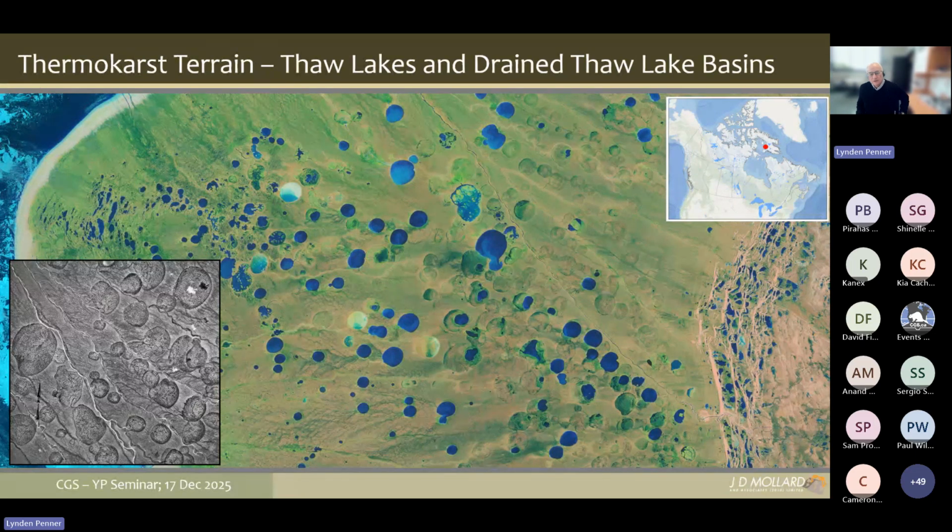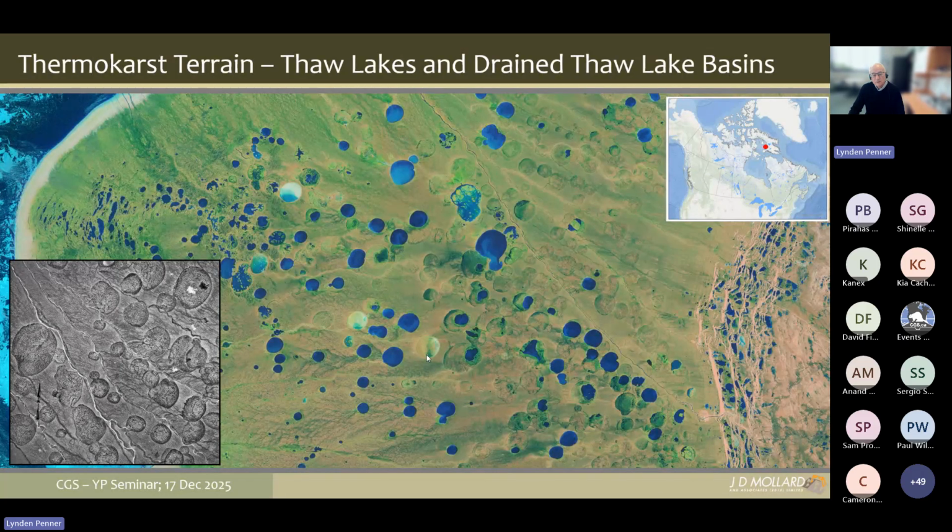In some cases, the thaw lakes will drain, and so you're left with a drained thaw lake basin. And so you can see both here. You can see thaw basins that are still inundated with water, and you see many others in this case where the water has drained. And once the water drains, depending on the conditions, the ground may freeze again at that location.